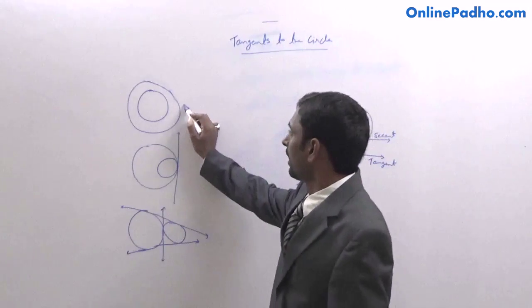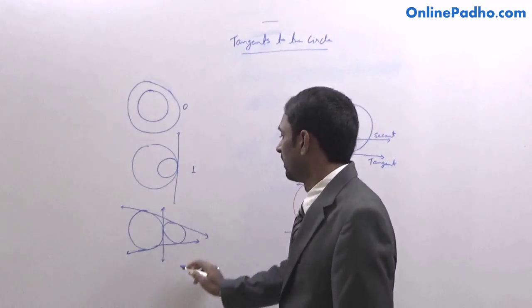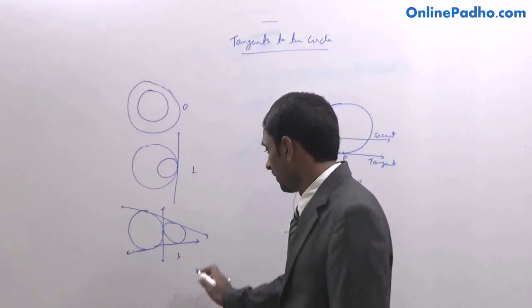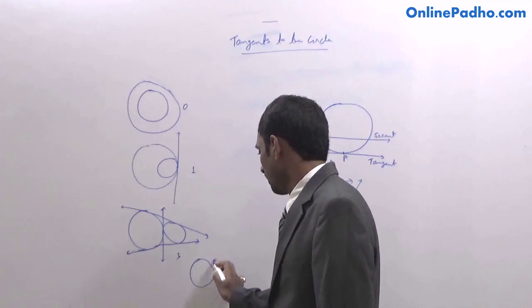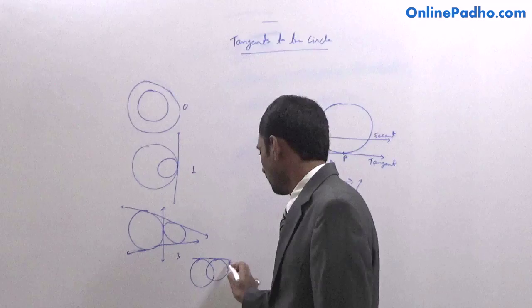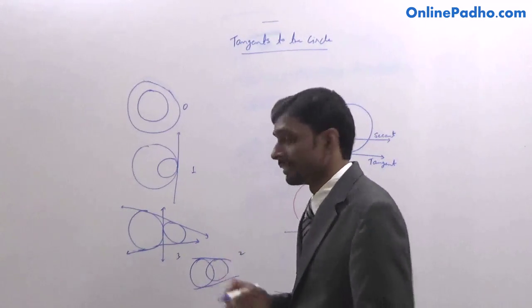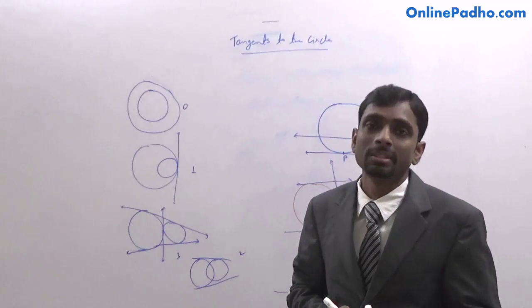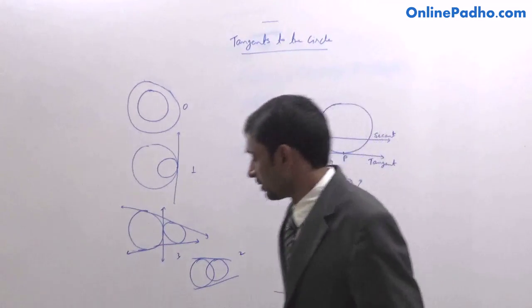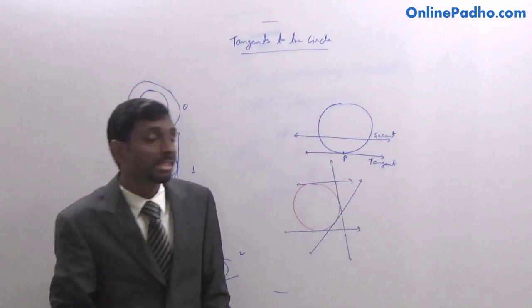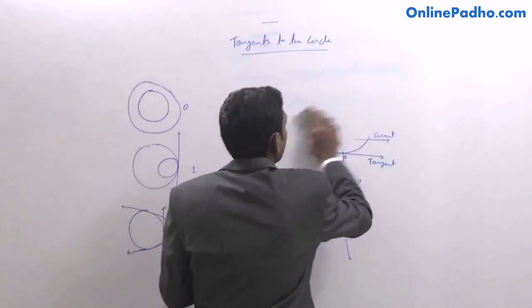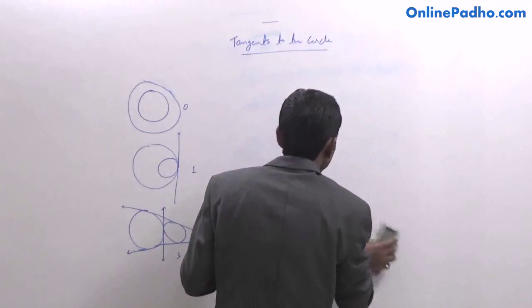Here we cannot draw any tangent. Here we can draw one tangent. Here we can draw three tangents. If two circles of this type are there, we can draw only two tangents. Right? It depends on the position of the circles. Very good. So these are the basic concepts of the tangent. Now you can do the questions related to the basics of the tangent.